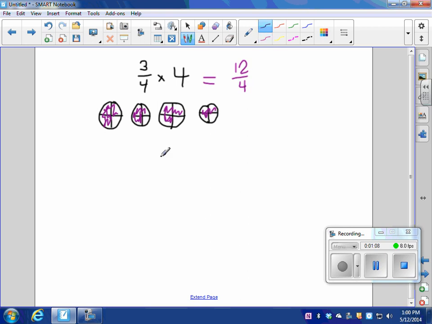Another way that I could solve this is by using repeated addition. I could take 3/4 plus 3/4 plus 3/4 plus 3/4, and when I add them, 3 plus 3 plus 3 plus 3, I get 12/4.